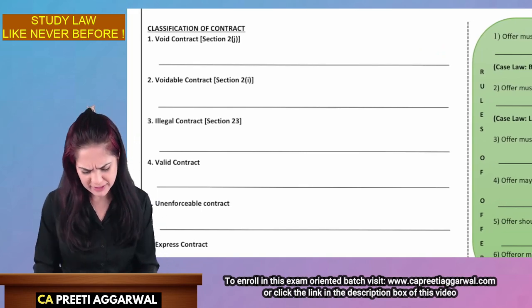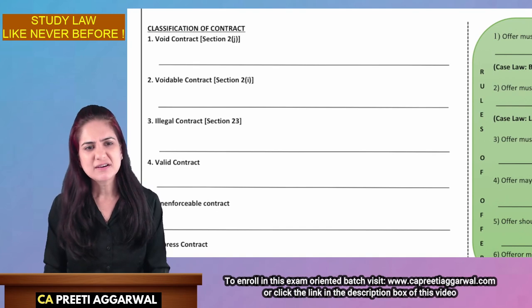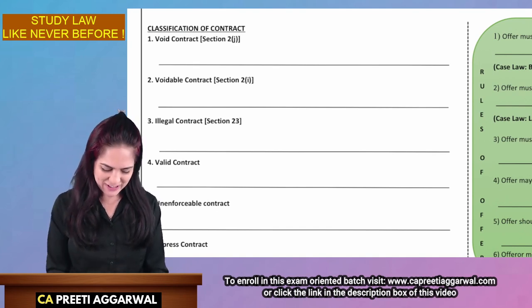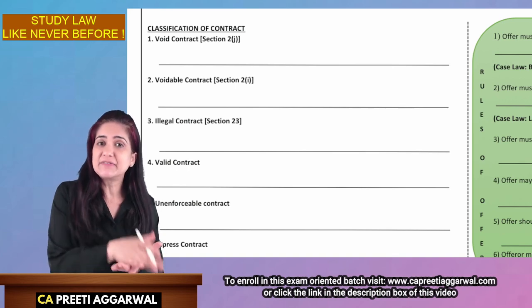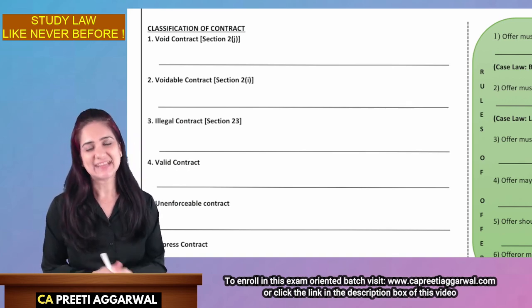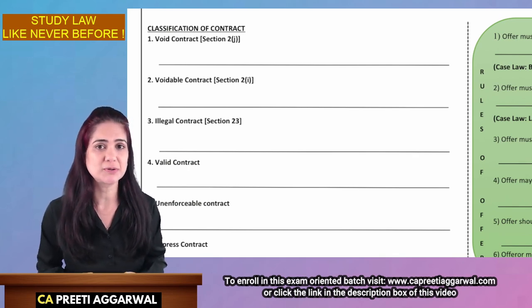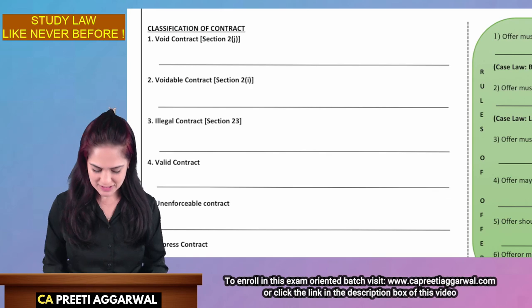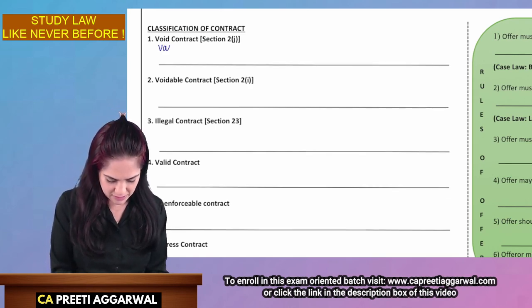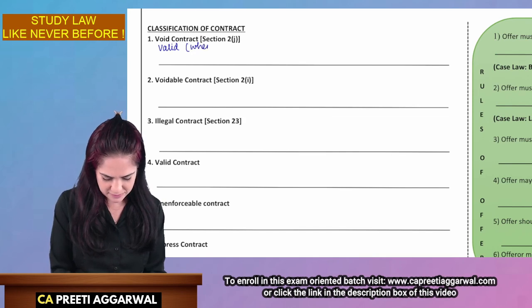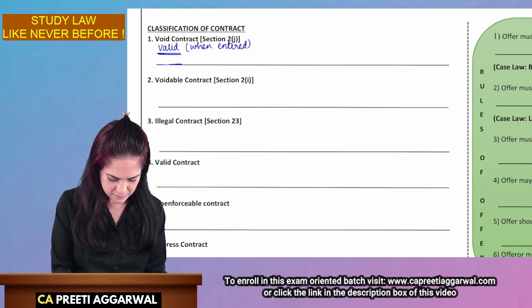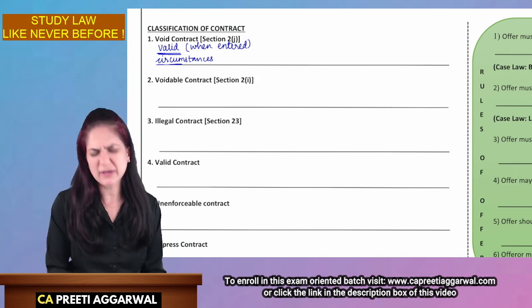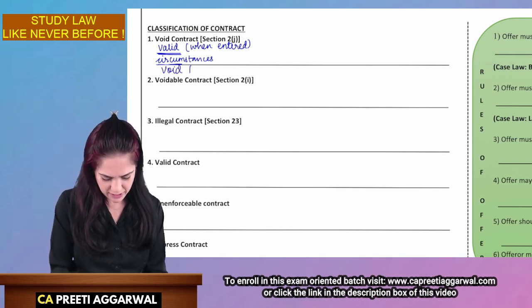Classification of contract. What is the meaning of void contract? Void. And that too contract. They are talking about contracts which were valid when they were entered, later on they became void. That is why they have used the word contract. If they were talking about void ab initio, they would have mentioned void agreement. Yes. So void contract means that it was valid when entered, but later on, due to certain circumstances, contract cannot be enforced, it becomes void. So it became void later.